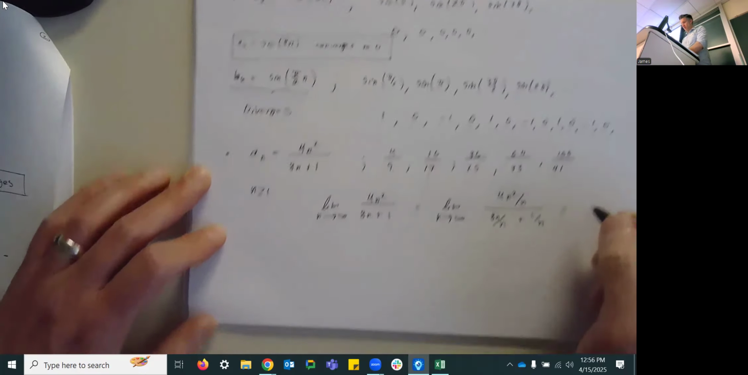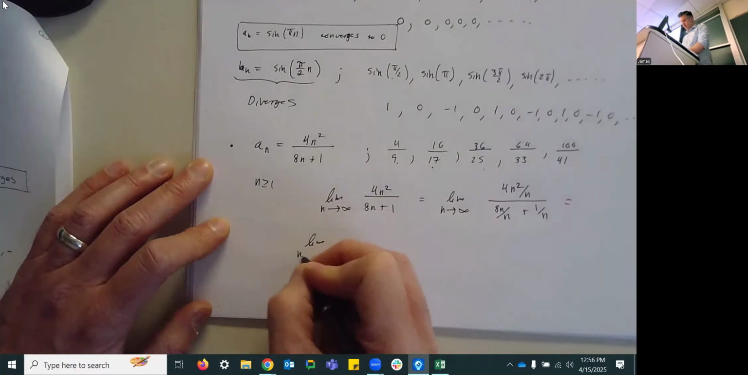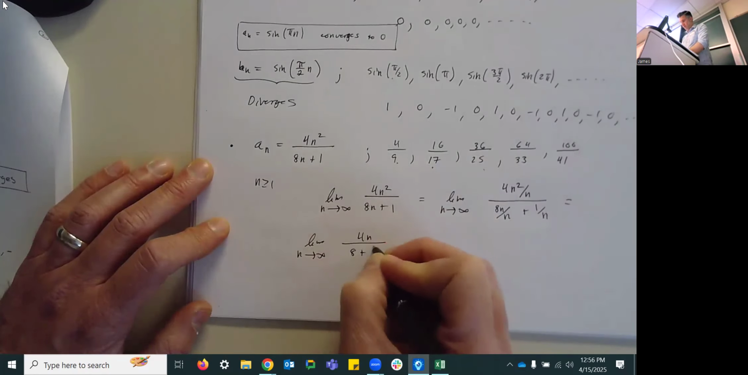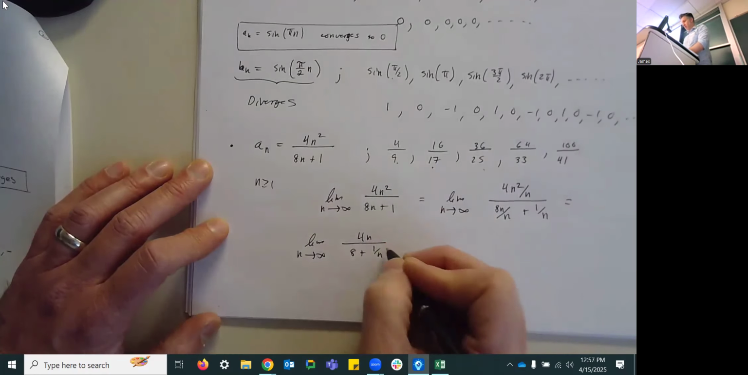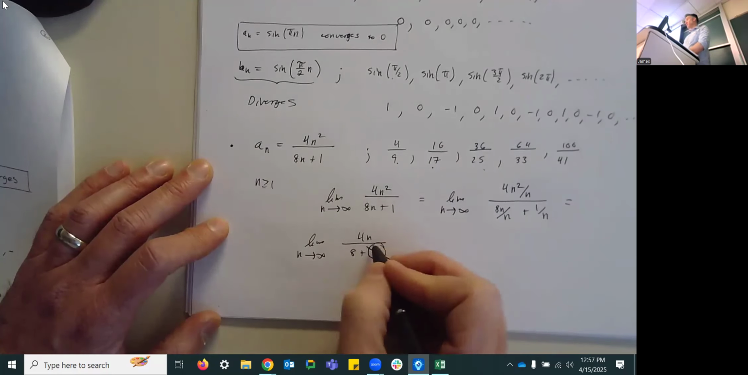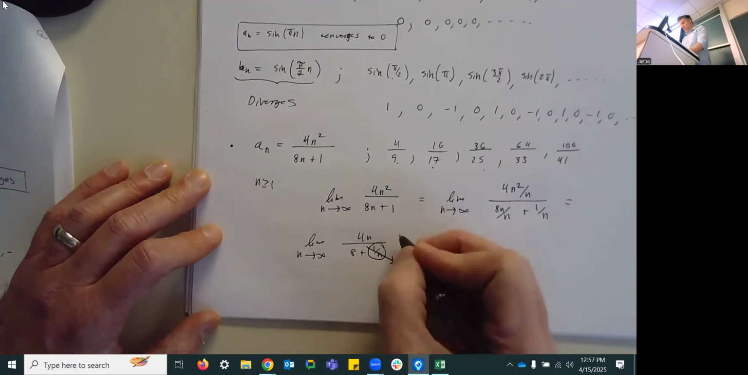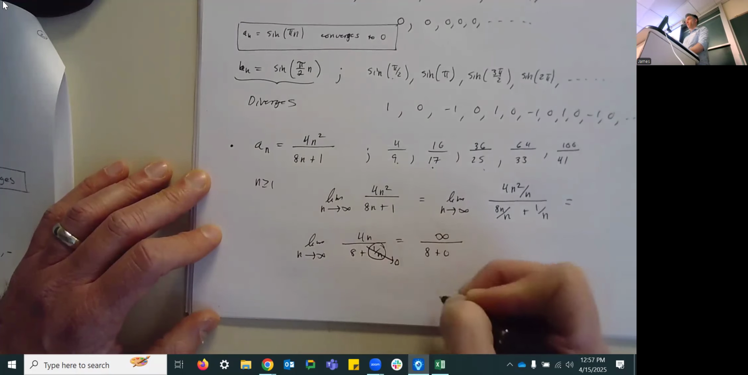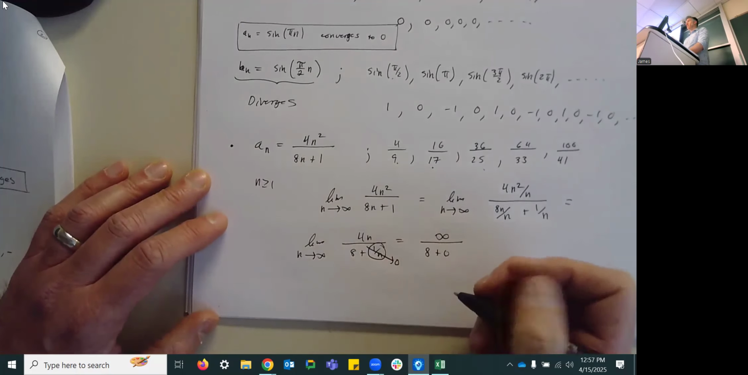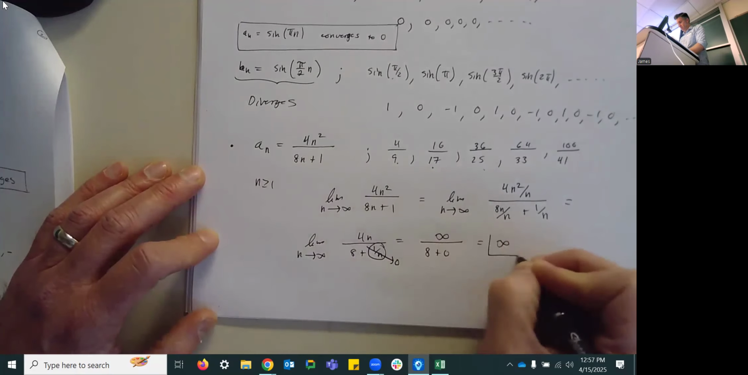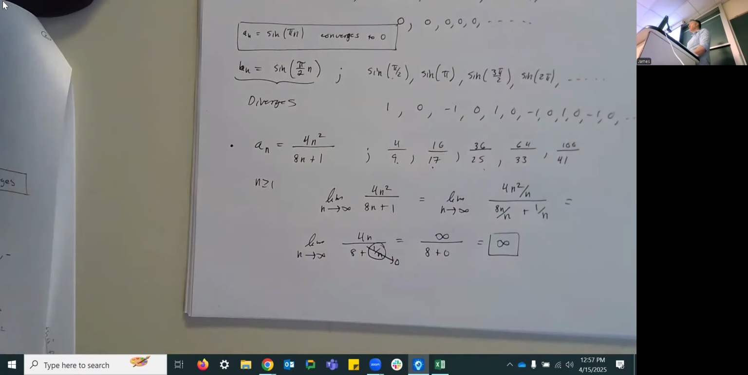So what that leaves me with is the limit as n goes to infinity of 4n over 8 plus 1 over n. And as n goes to infinity, 1 over n is going to get super duper small, and 4 times n is going to get infinitely large. So you're going to get infinity divided by 8 plus 0. Infinity divided by 8 is still infinity. So this limit does not exist.